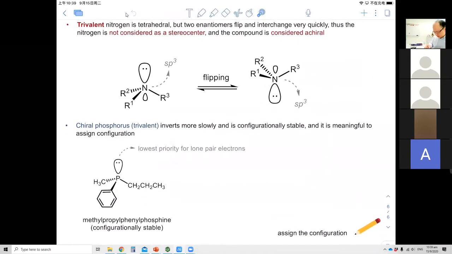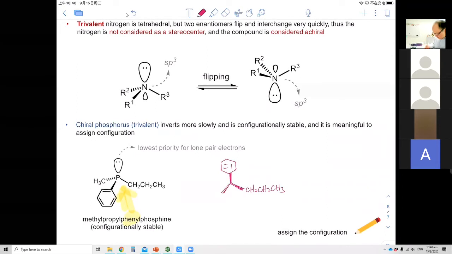If we put this lone pair as the lowest priority, then the direction we look at this molecule to assign the stereocenter is from the bottom. Put the eyes here. What we see from the bottom is a funnel pointing to you, that is up. On the right of the funnel, we have a propyl group, which is CH2, CH2, CH3. And on the left, pointing to you, is CH3.